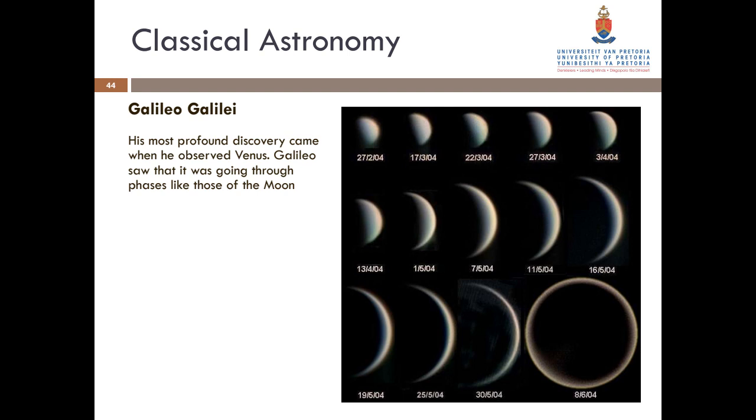Another thing that Galileo observed was that Venus had phases, just like the Moon. Did you guys know Venus had phases? Depending on where Venus is in its orbit around the Sun, we will see its phases throughout the year. And this is just its own shadow we are seeing. So that was also quite an amazing discovery by Galileo.